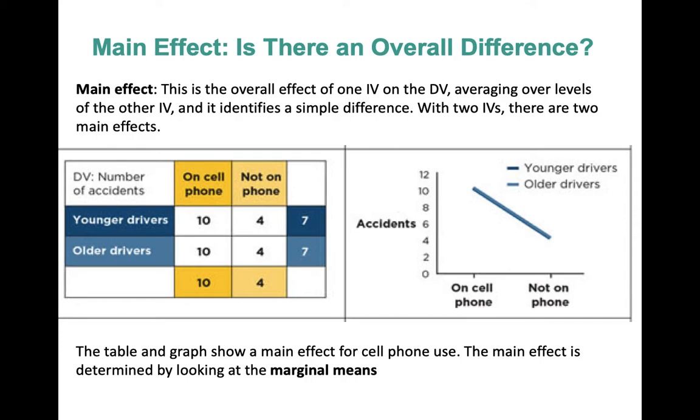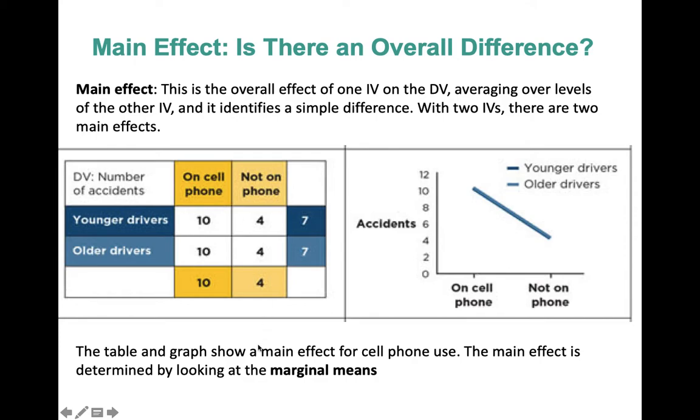So in our example here, we've got driving using a cell phone and then driving performance. And here the dependent variable is no longer braking time, but the number of accidents. So in this 2x2 factorial design, we've got a first variable, which is whether or not we're driving with a cell phone, so cell phone use, and a second variable, which is age. So what we can ask is whether there is a main effect for age and whether there's a main effect for cell phone use.